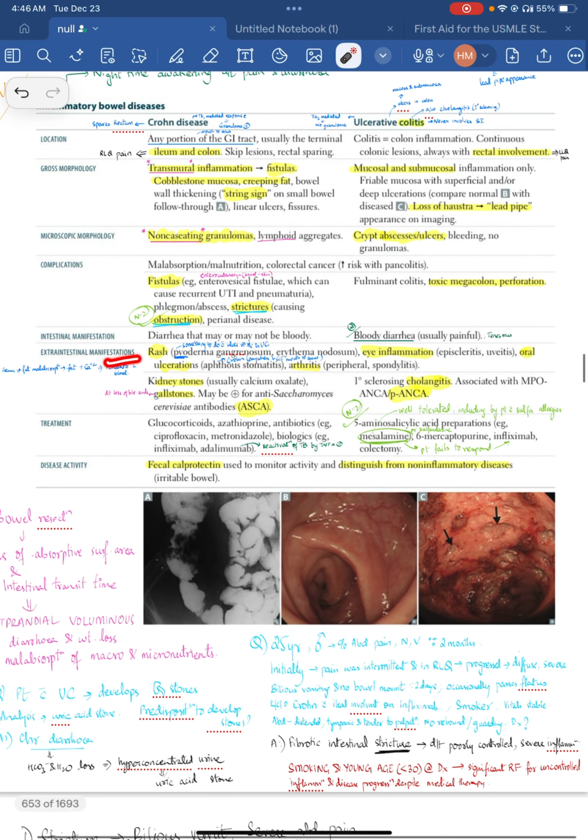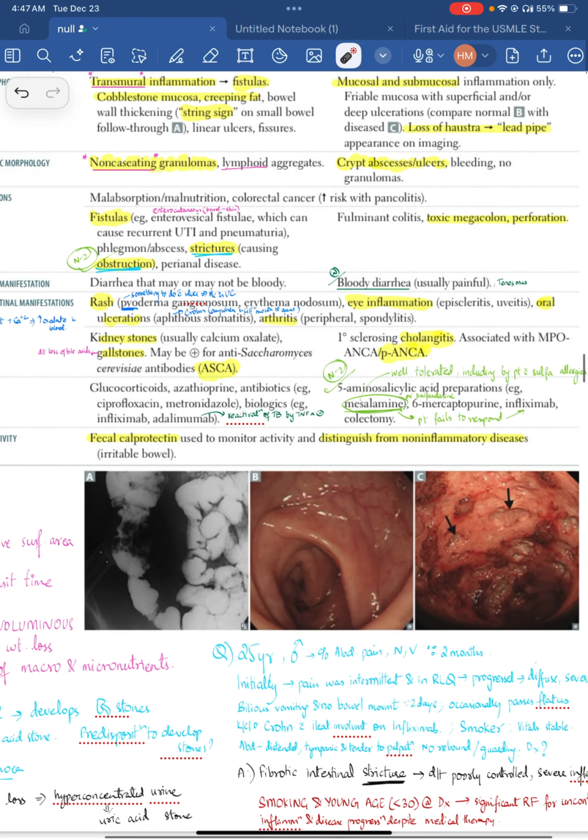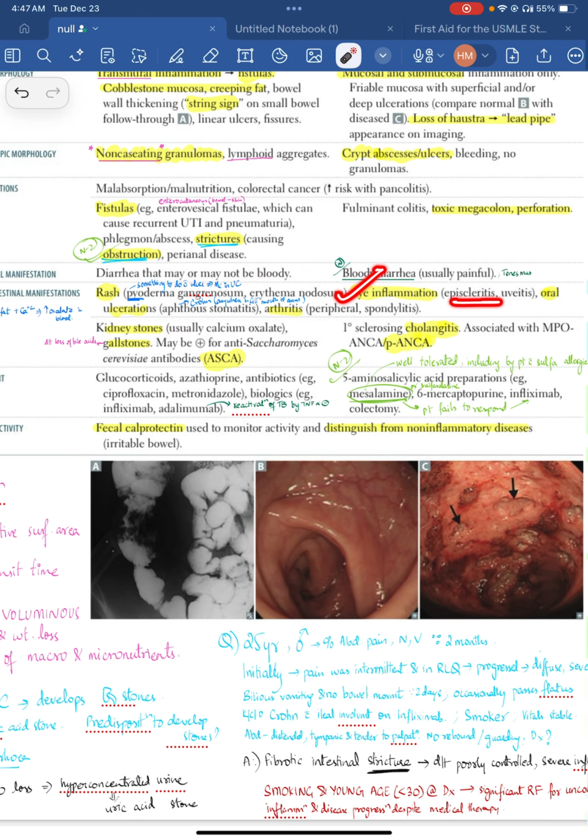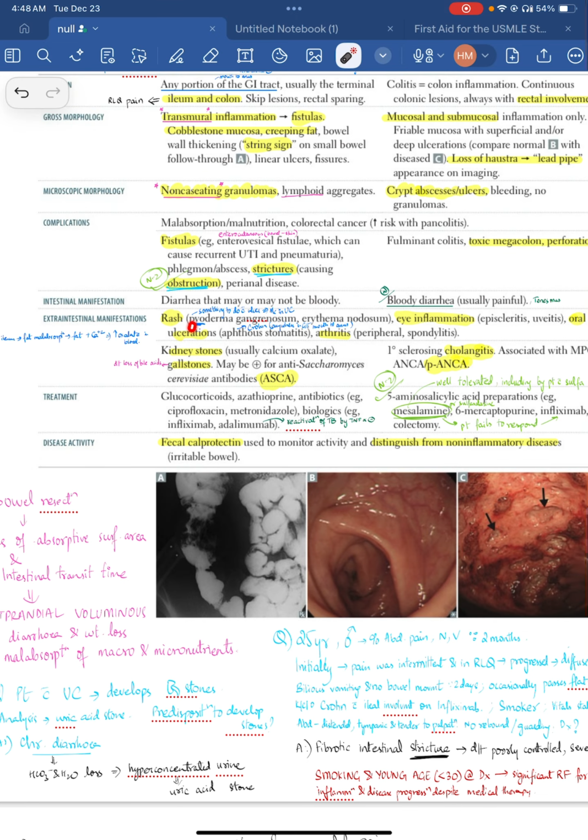Next, coming to extraintestinal manifestations. One thing you have to know is that inflammatory bowel disease is an autoimmune disorder. And for some reason, autoimmune disorders love to attack eyes and joints. So you have eye inflammation, episcleritis, uveitis, and joint inflammation, that is arthritis, peripheral and spondylitis. And in addition to that, you can also see some kind of rashes, like erythema nodosum. And another thing is pyoderma gangrenosum.